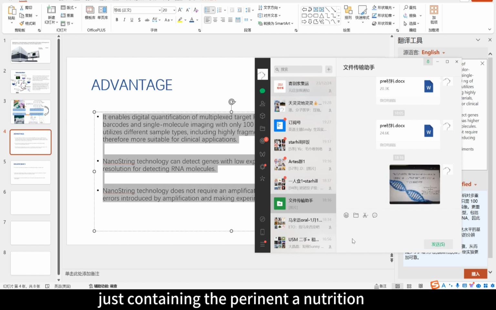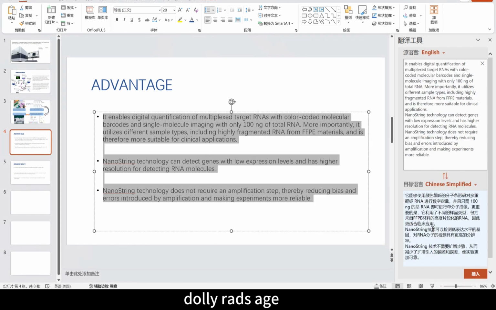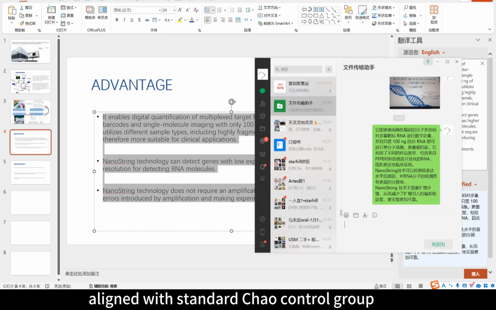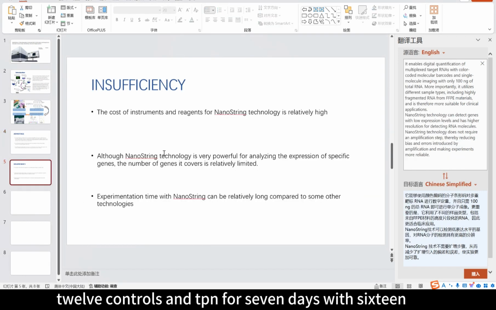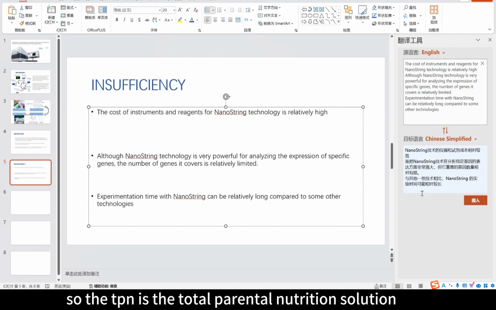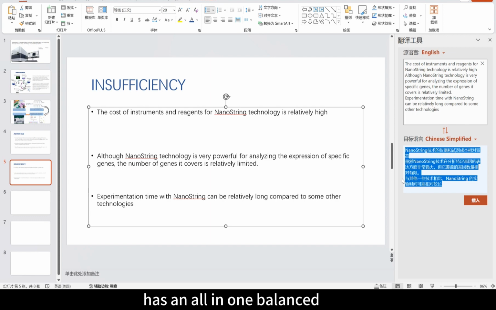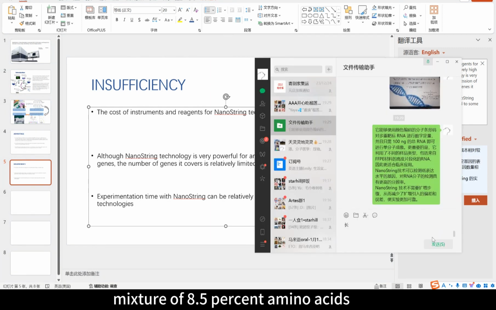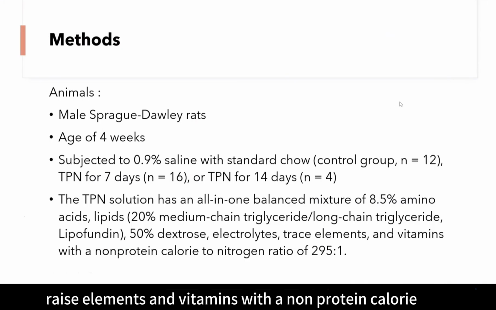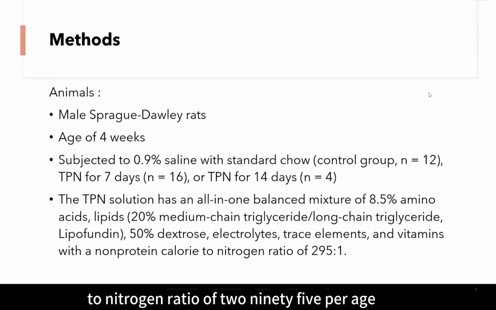Methods: the animals used were male Sprague Dawley rats, aged 4 weeks, subjected to 0.9% saline with standard chow as the control group, 12 controls, TPN for 7 days with 16, and TPN for 14 days with 4 samples. The TPN is the total parenteral nutrition solution, an all-in-one balanced mixture of 8.5% amino acids, lipids, 50% dextrose, electrolytes, trace elements, and vitamins with a non-protein calorie to nitrogen ratio of 295 to 1.